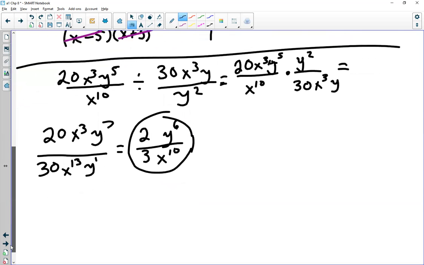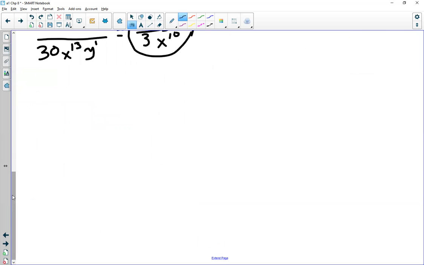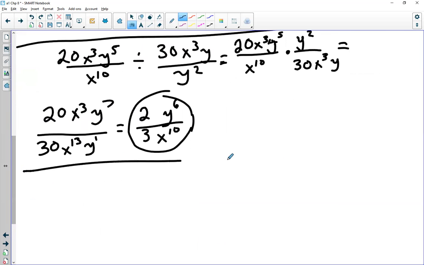I have a question. We subtract. Wait, yeah, go ahead. Oh, okay, 7 minus 1 is 6. For the exponents, you subtract the exponents.